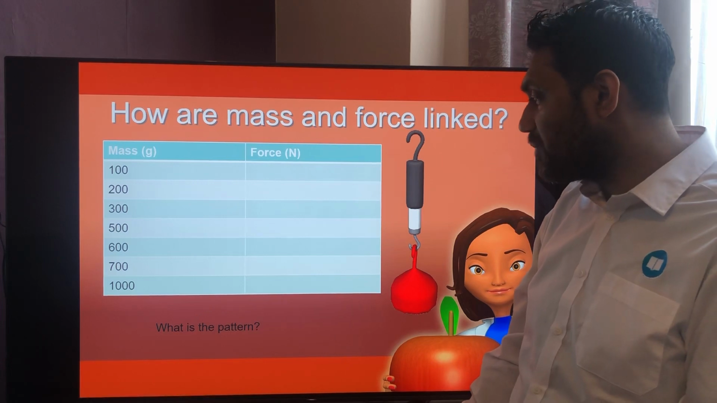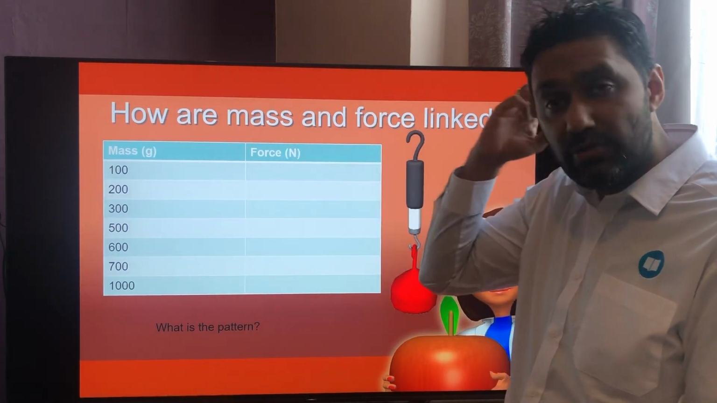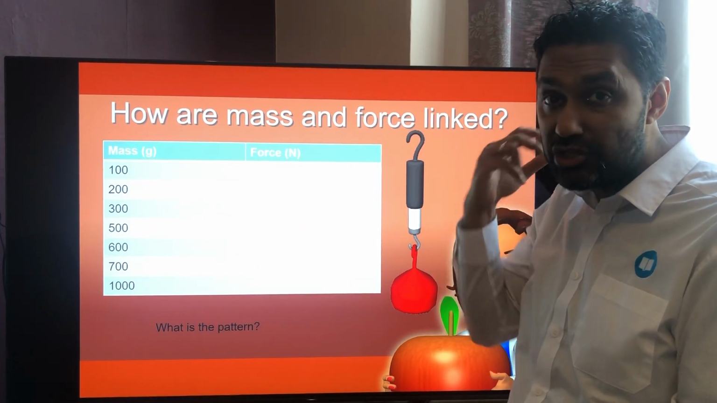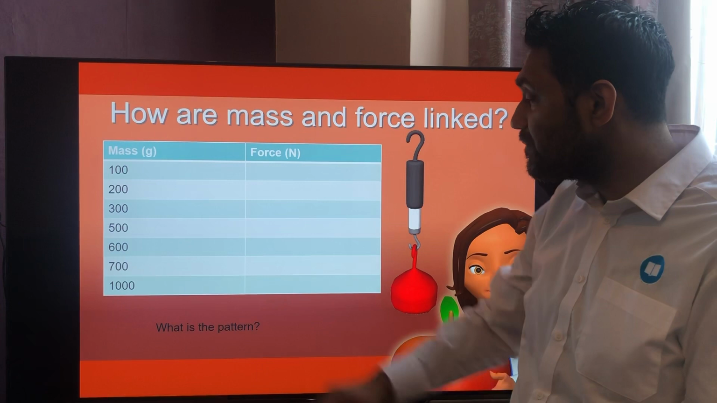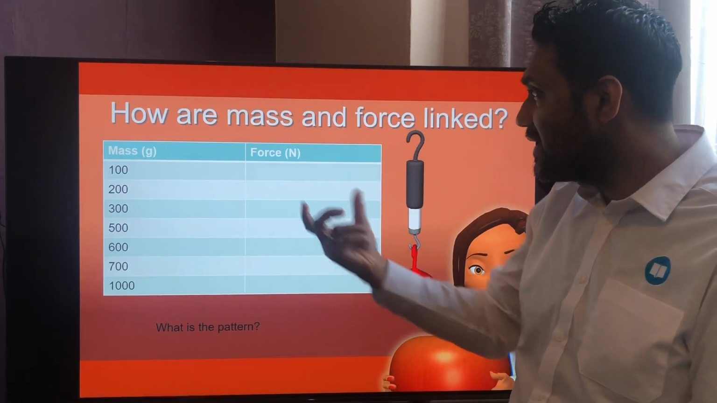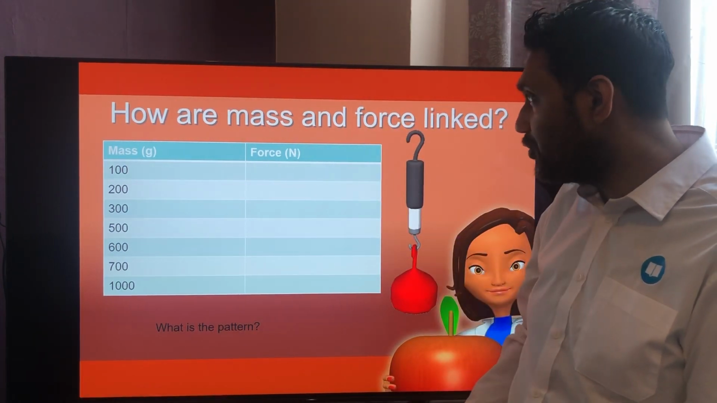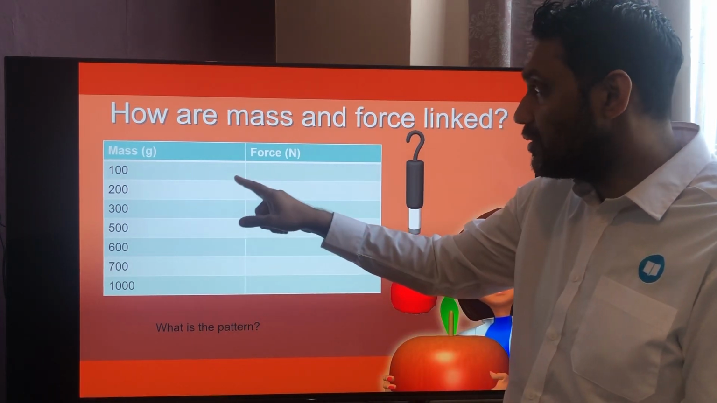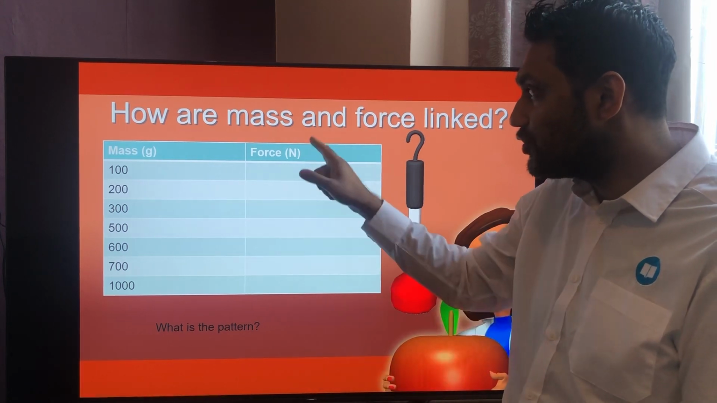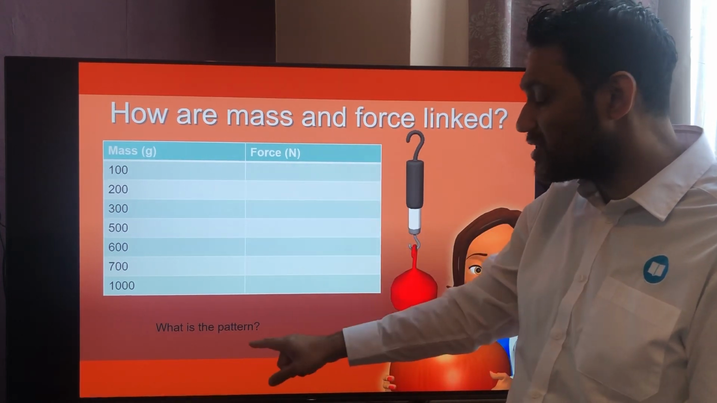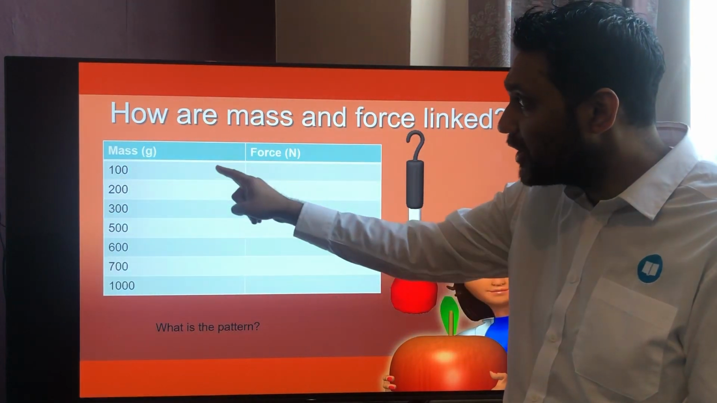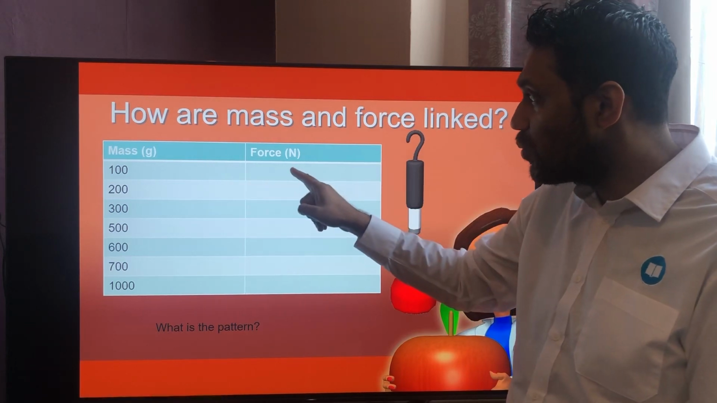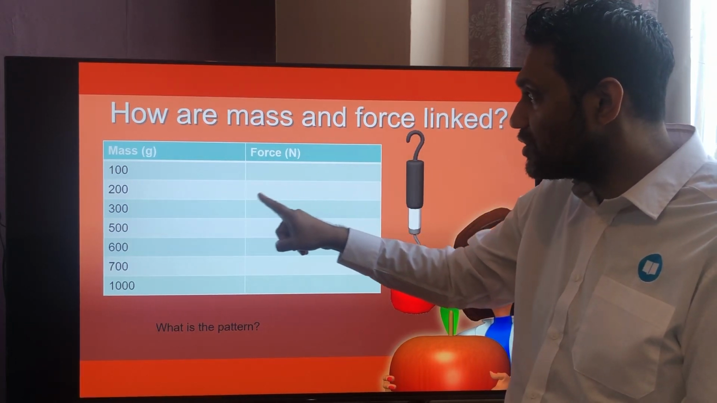So a practical that you might do in school, either for Hooke's law or when we're trying to work out elastic potential energy, and when we're looking at the forces: if I get a 100 gram mass and I put it on my Newton meter, you should get 1 Newton. And then for 200 grams, you should get 2 Newtons. And you should notice the pattern. What is the pattern? Directly proportional. As you increase the mass by the same amount, the force should increase by the same amount. So 100 grams should be 1 Newton, 200 grams, 2 Newtons, and so on.